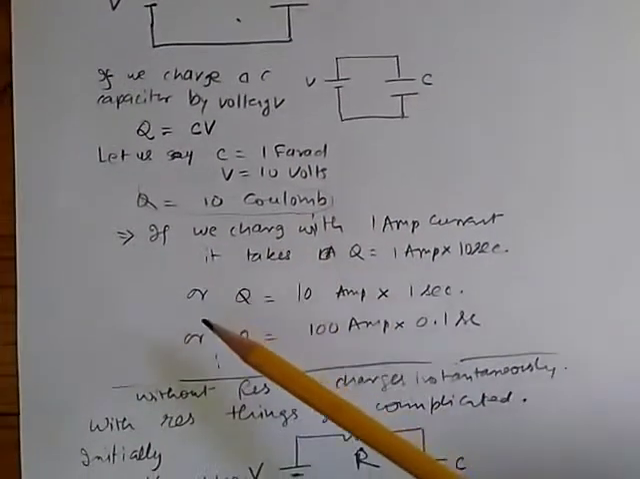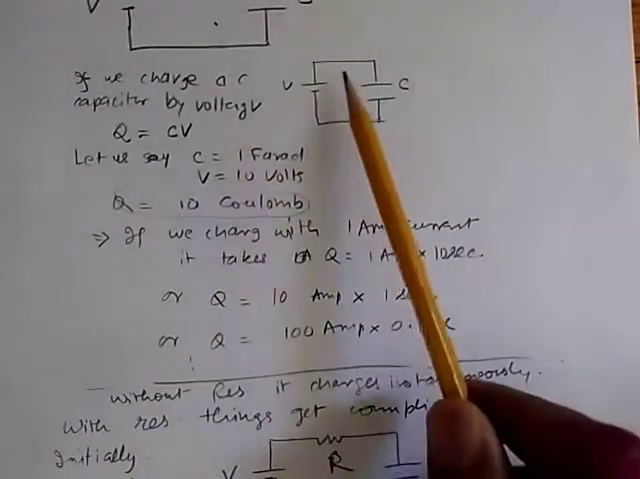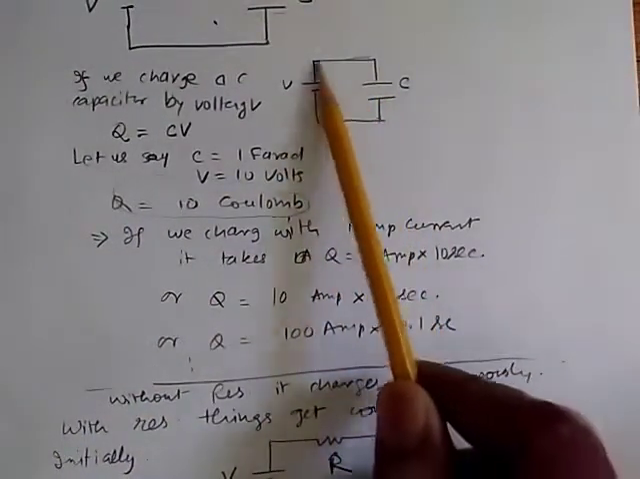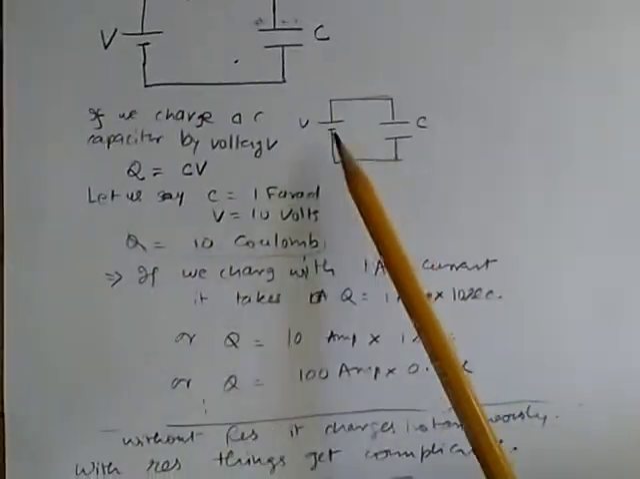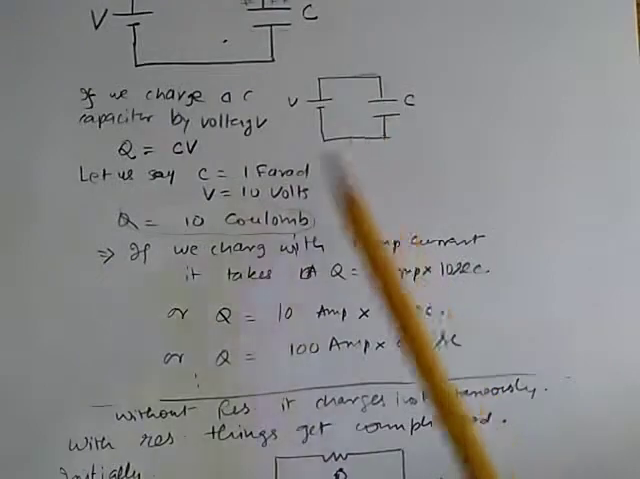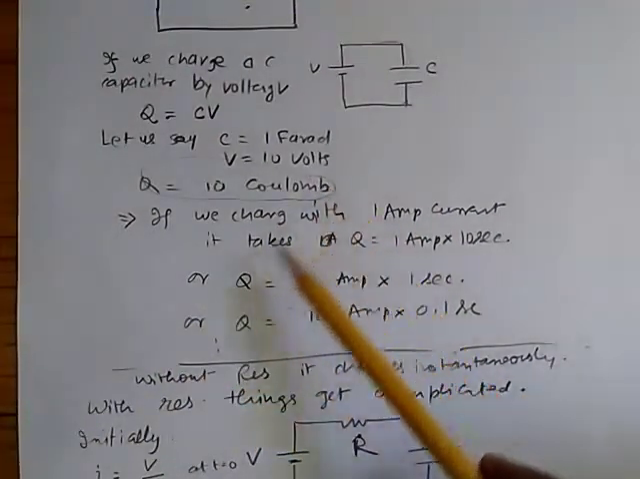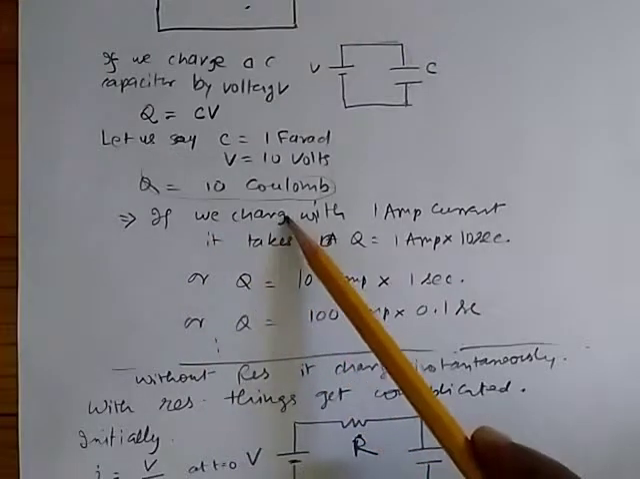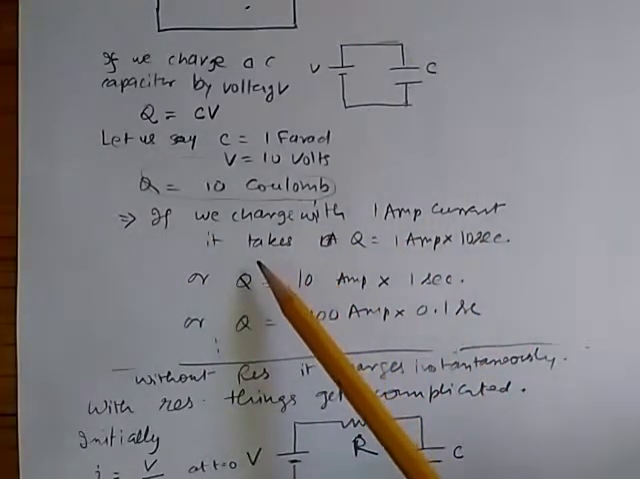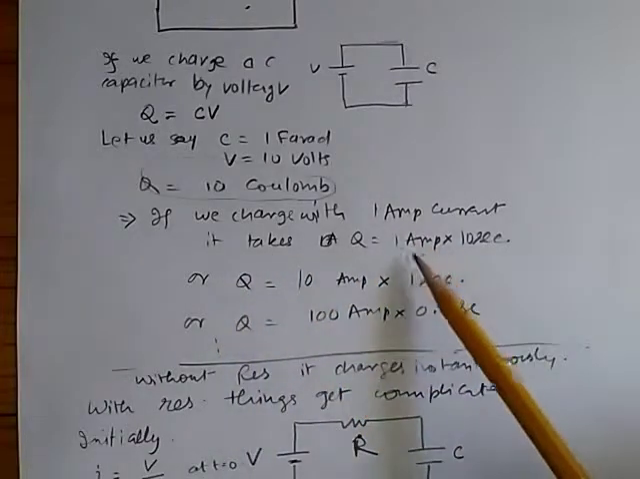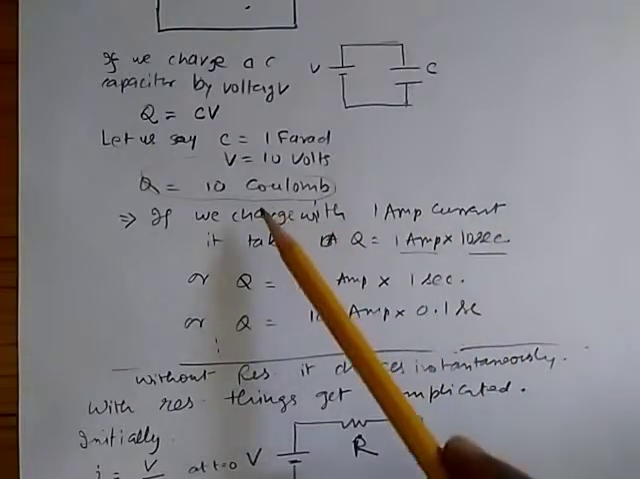It will depend upon how much the current is. Let's not talk about this bare wire. There may be some resistor like this here, or something that limits this current in some way. So one way this 10 coulomb charge can accumulate is if we charge it with 1 ampere of current, then this 1 ampere current will have to take 10 seconds to charge it to 10 coulomb.